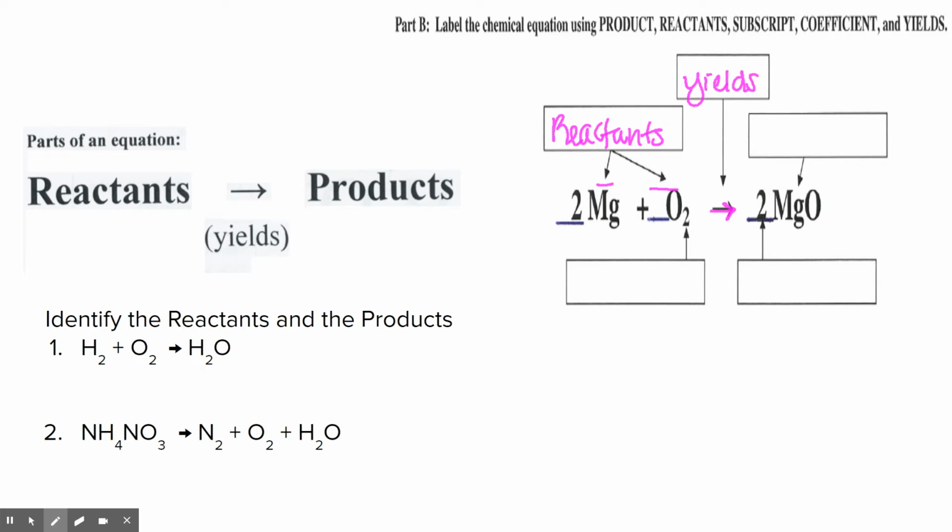Our next box is pointing to the one compound on the right side, which is magnesium oxide, also known as our single product. On the bottom, we have the number underneath, so that is called a subscript. And finally, we have the number in the front, which is called a coefficient.